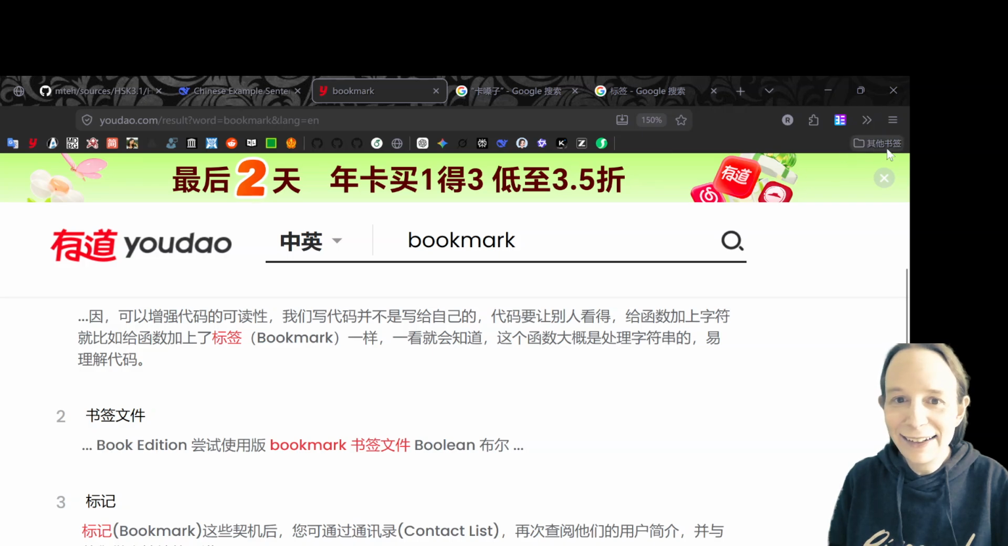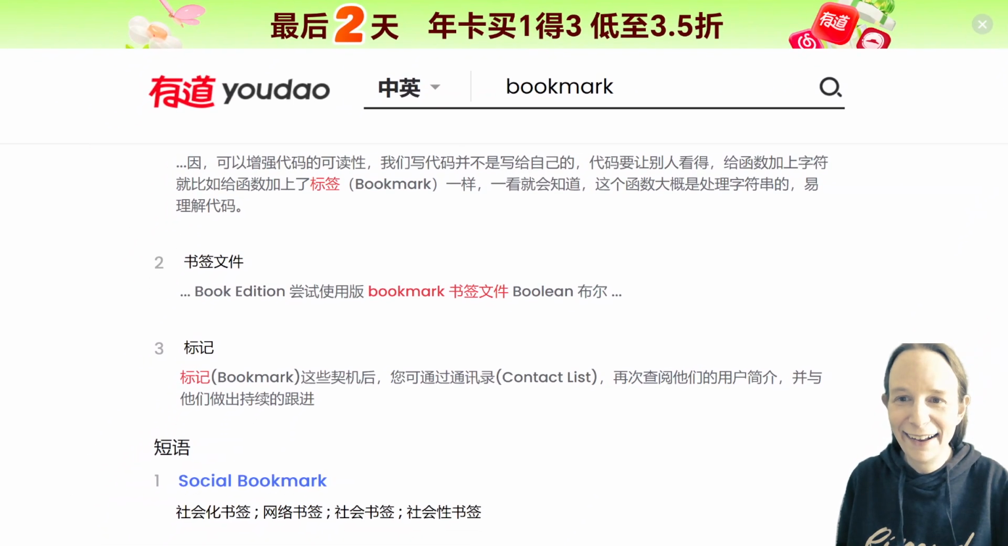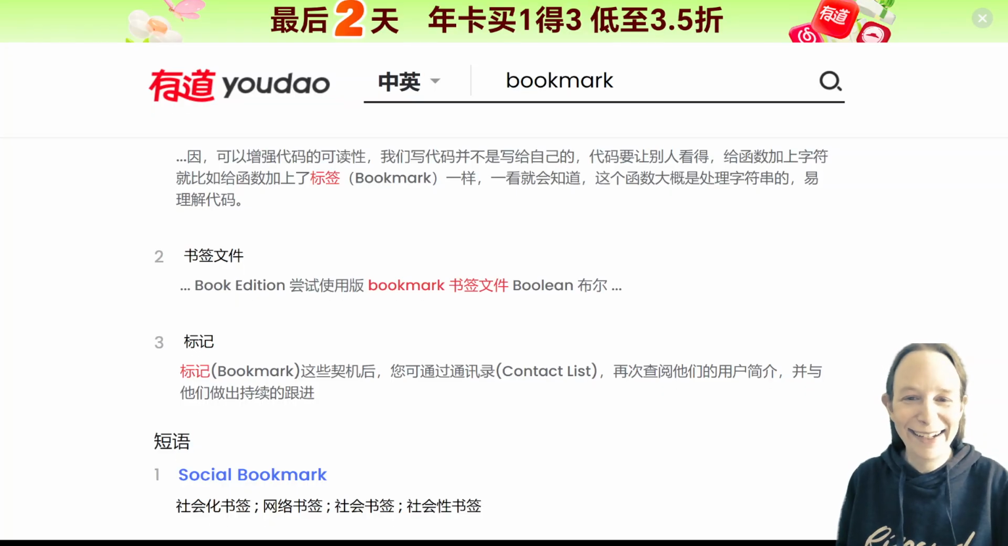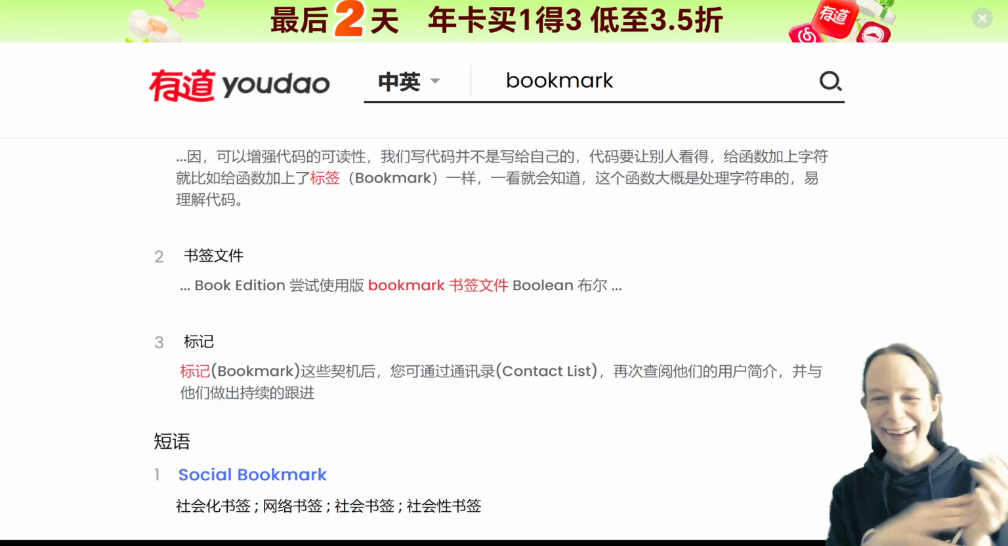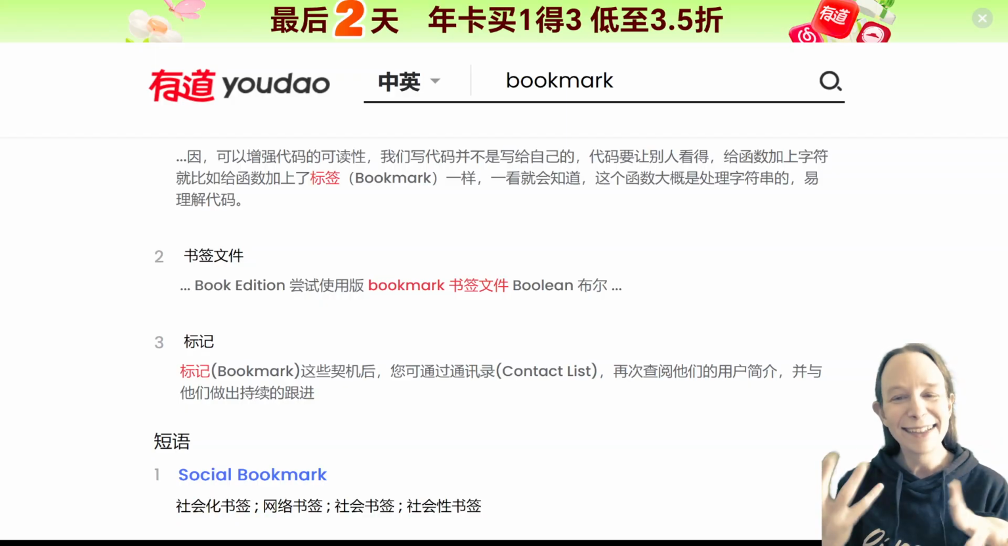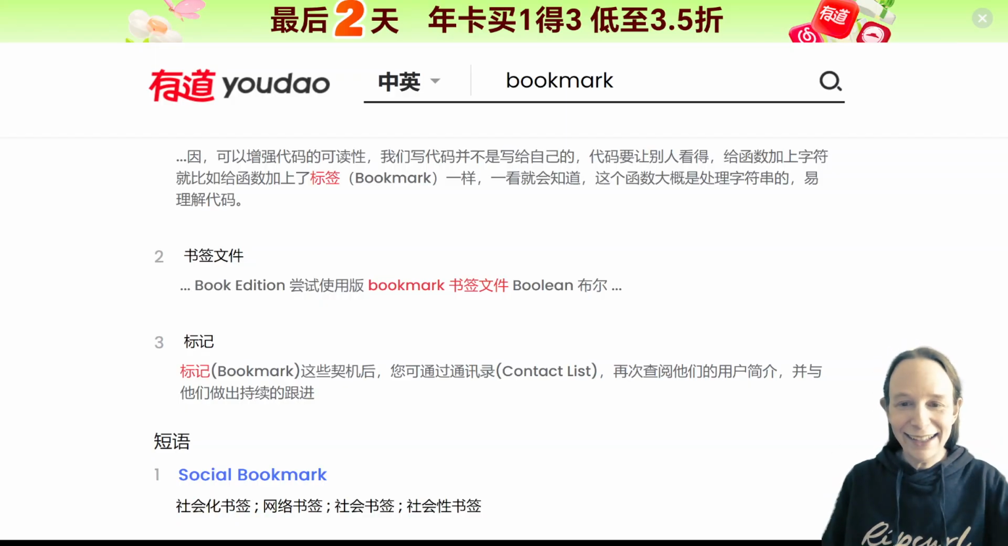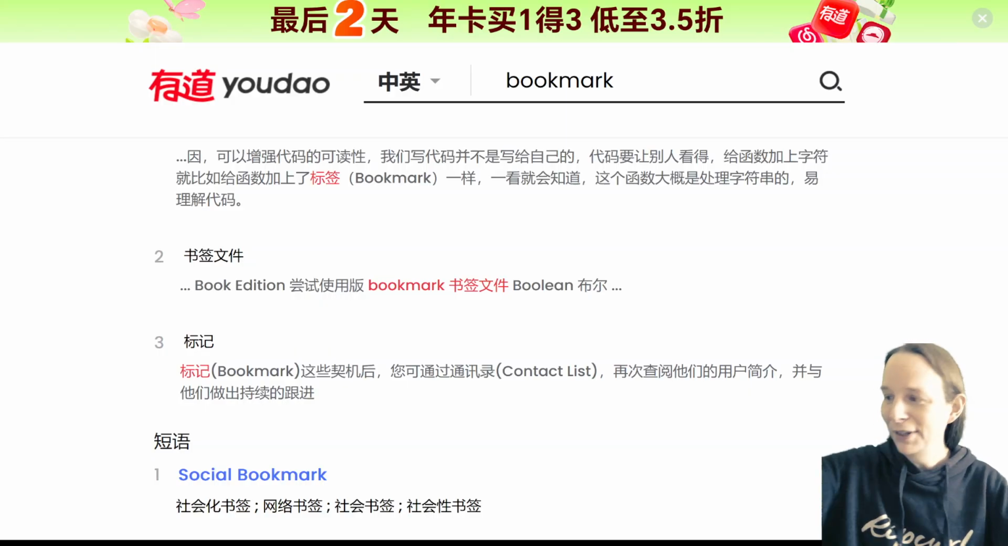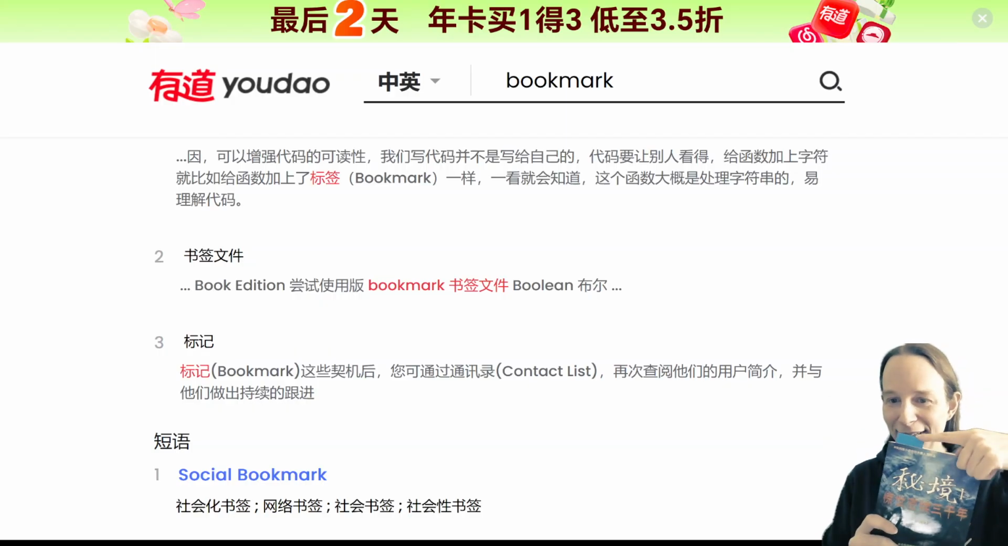Here. Can you see that? 其他书签. Yeah, so other bookmarks. So yeah. I don't need to look it up in a dictionary. There it is. It feels really worthwhile studying when you go, oh, there it is. So bookmark for internet is also 书签, and also for physical books. That's where I'm up to.